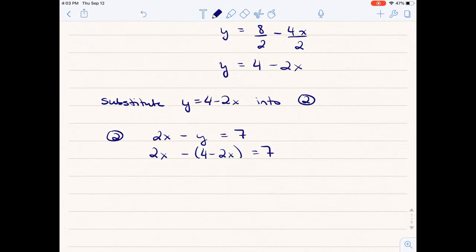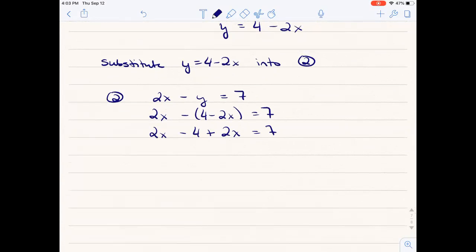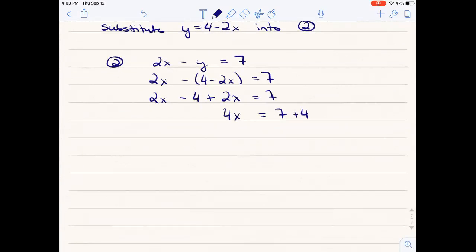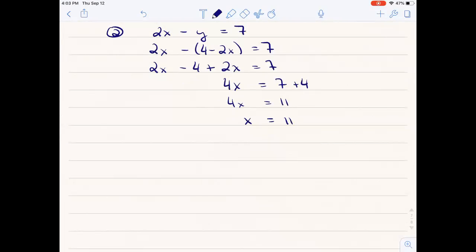We're going to expand this, because the whole goal is to solve for x now. And so we're in a solve for x exercise. 2x minus 4 plus 2x equals 7. We want to collect like terms, and we want to move the 4 over to the right-hand side. And so we get 4x is 7 plus 4. So 4x is 11. So x is 11 divided by 4.